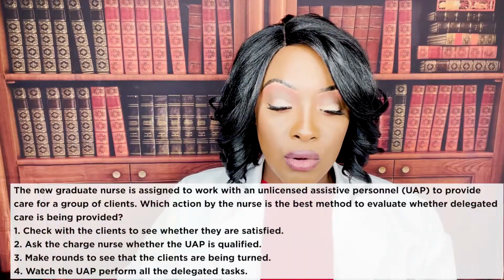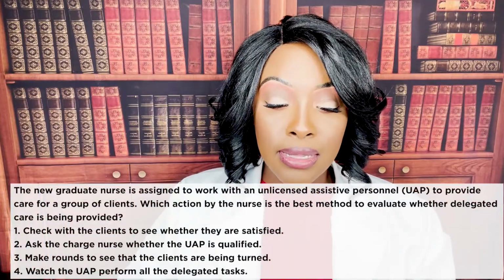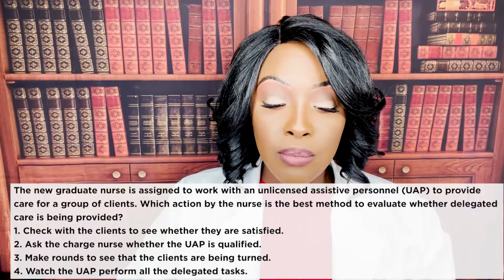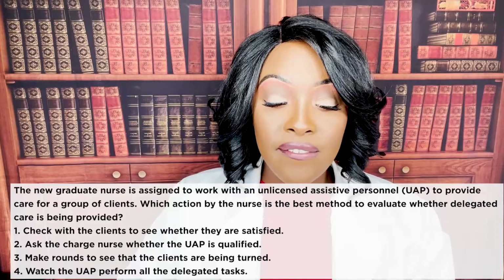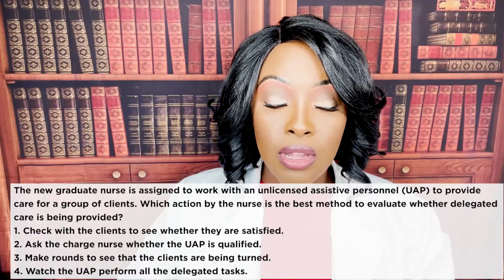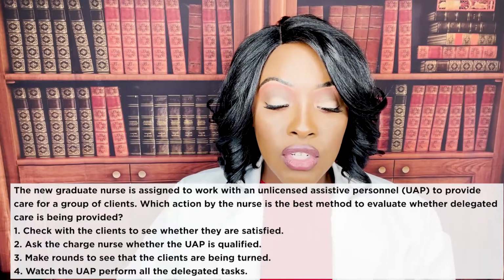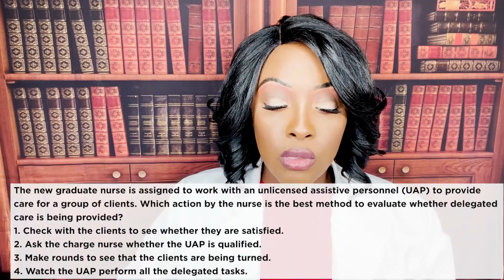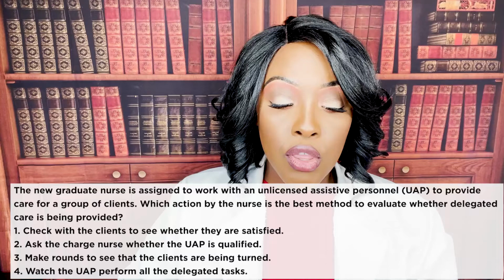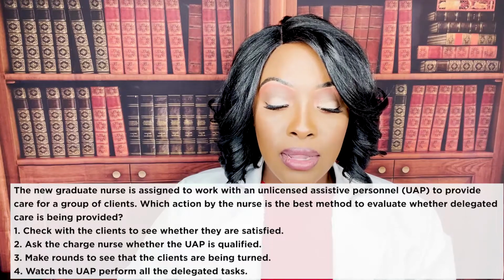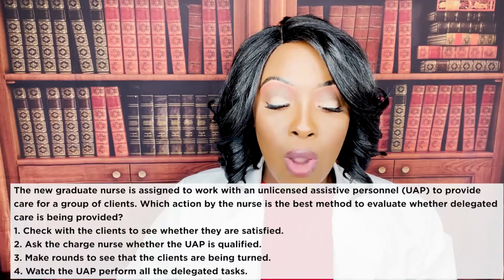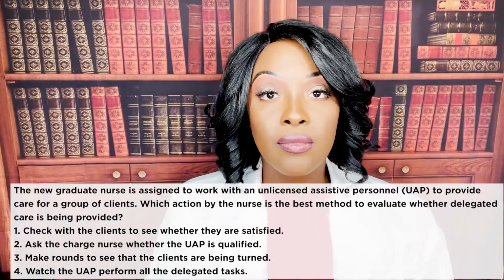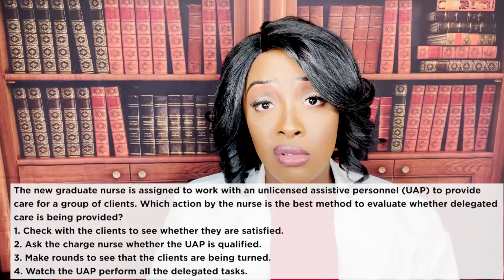The new graduate nurse is assigned to work with an unlicensed assistive personnel to provide care to a group of clients. Which action by the nurse is the best method to evaluate whether delegated care is being provided? 1, check with the clients to see whether they're satisfied. 2, ask the charge nurse whether the UAP is qualified. 3, make rounds to see that the clients are being turned. Or 4, watch the UAP perform all the delegated tasks. And the correct answer is 3, do rounds.